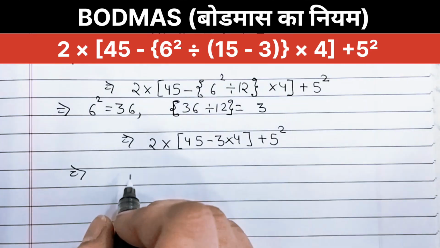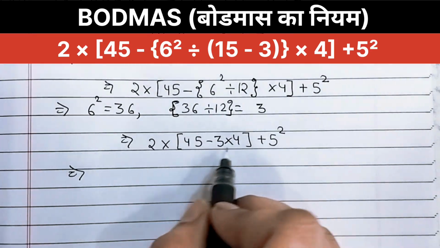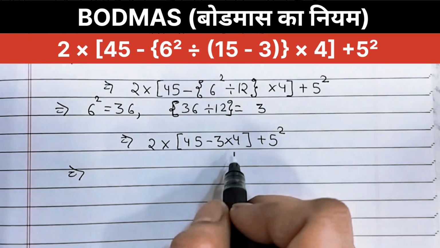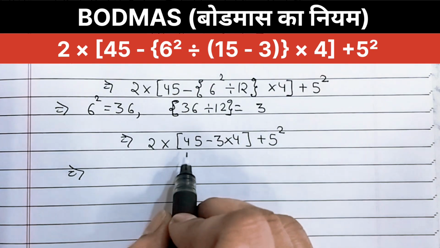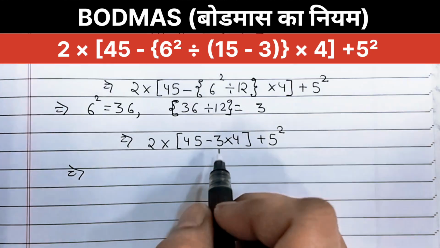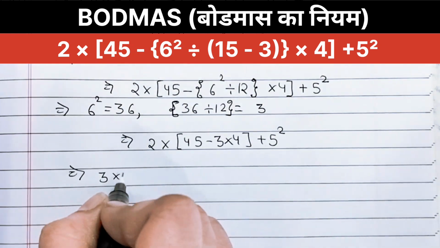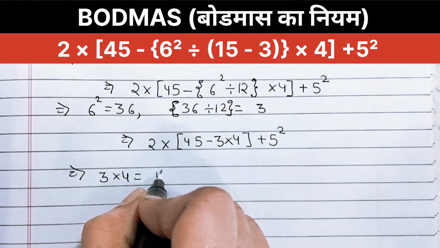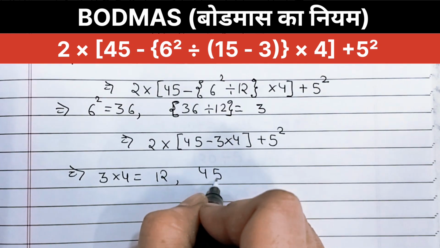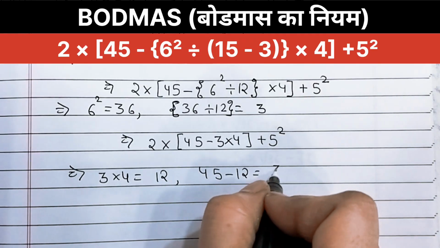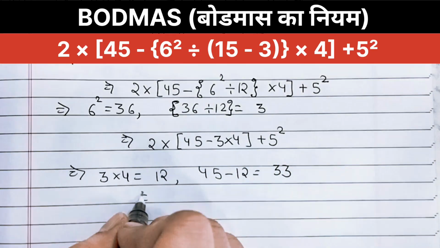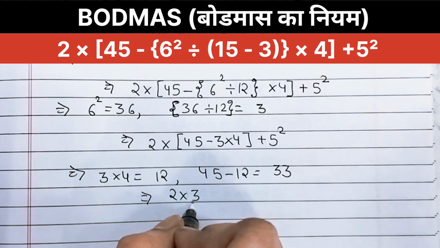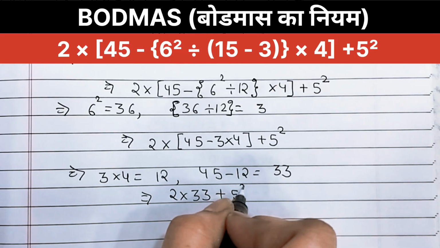Now the third step says square brackets. As you can see, inside the square brackets multiplication comes before the subtraction. So first we multiply: 3 into 4 equals 12, and after we subtract the values, we'll get 33. Now the expression becomes 2 multiplied by 33 plus 5 square.